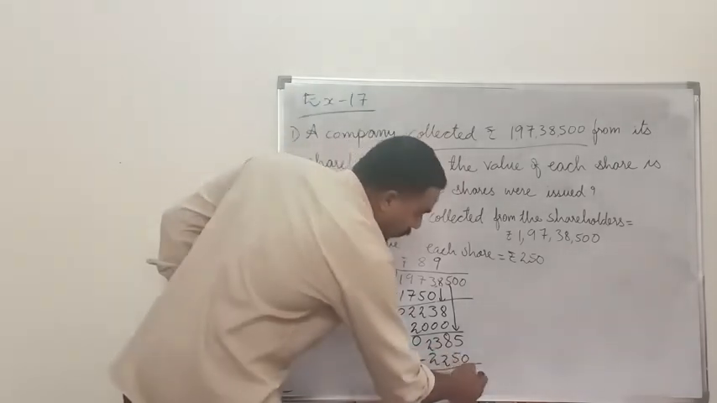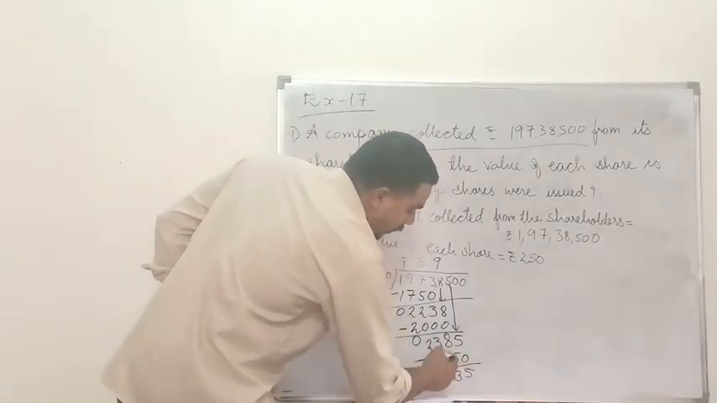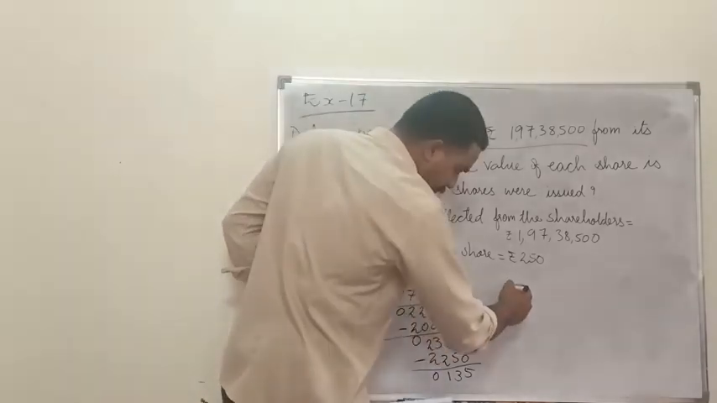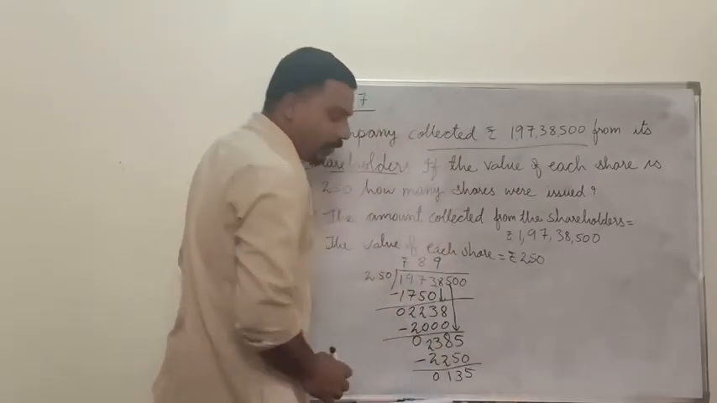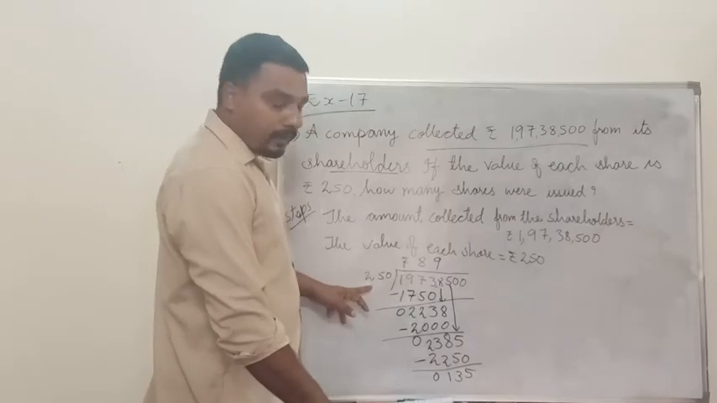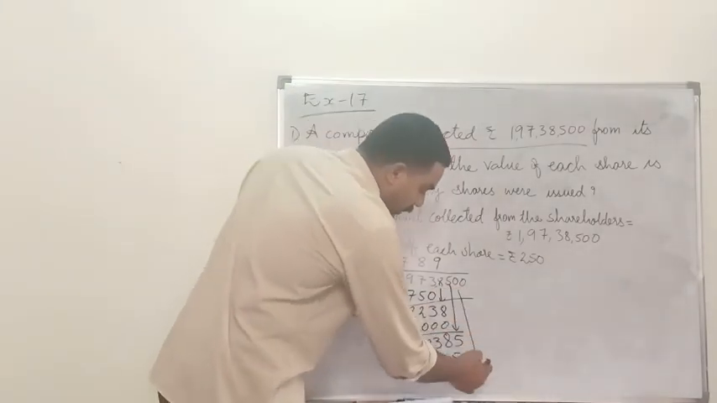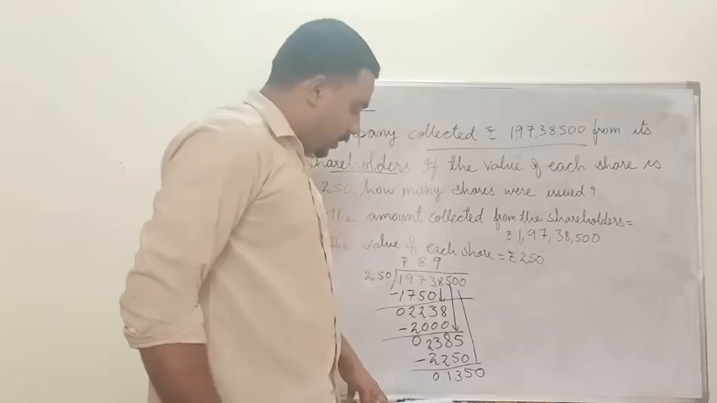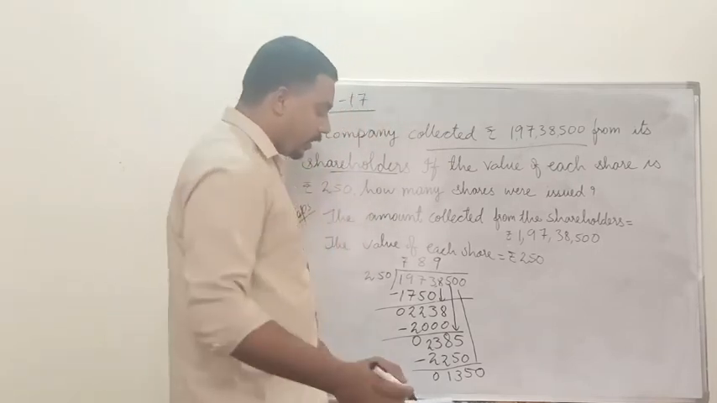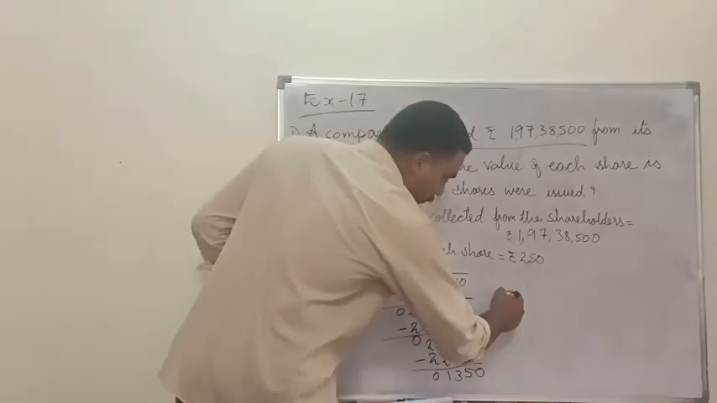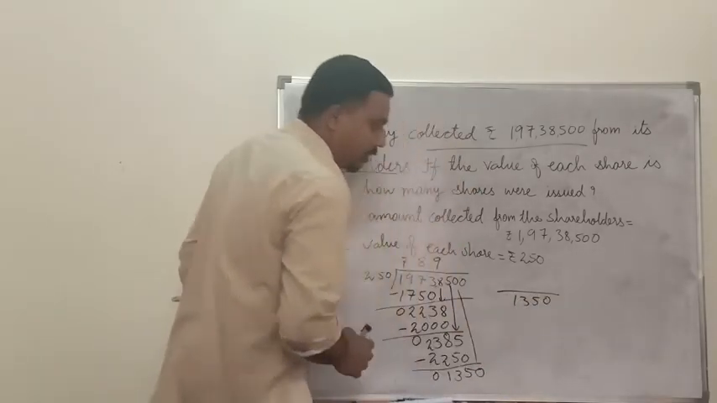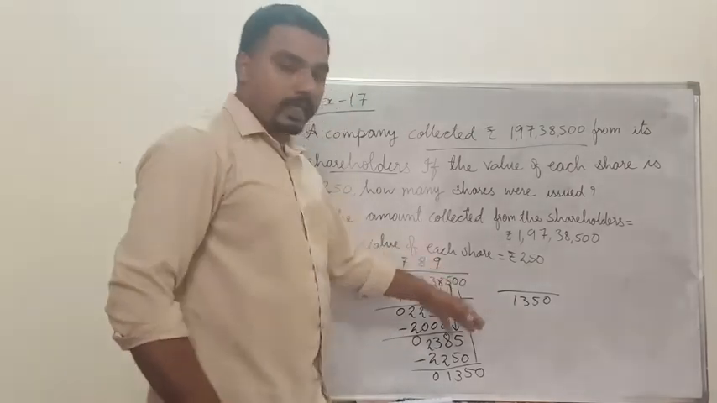Next we have to subtract. So how much? 5. Here it is 3. Here it is 1. Here it is 0. So continuing here, it is 135 only, which is less than the divisor. So we have to take the 0 there. So 1350 we will get. There is no place, so I am writing it there.